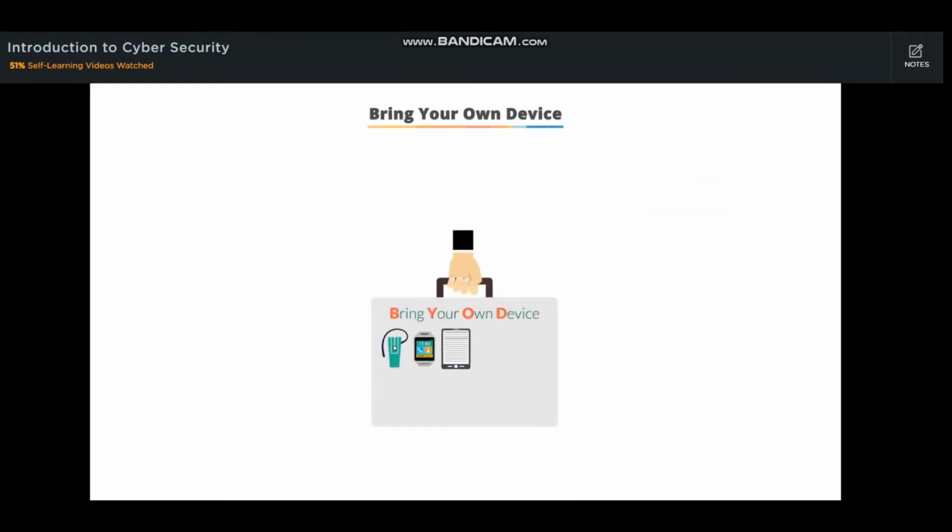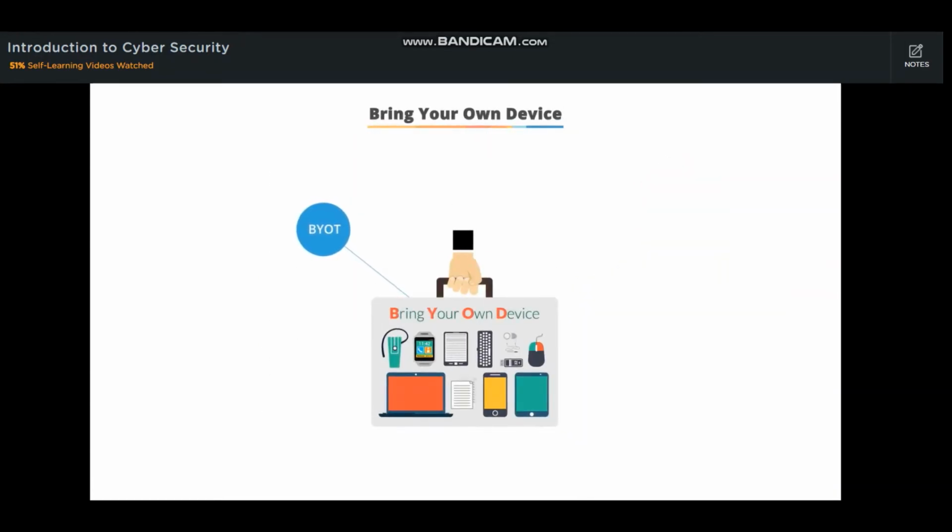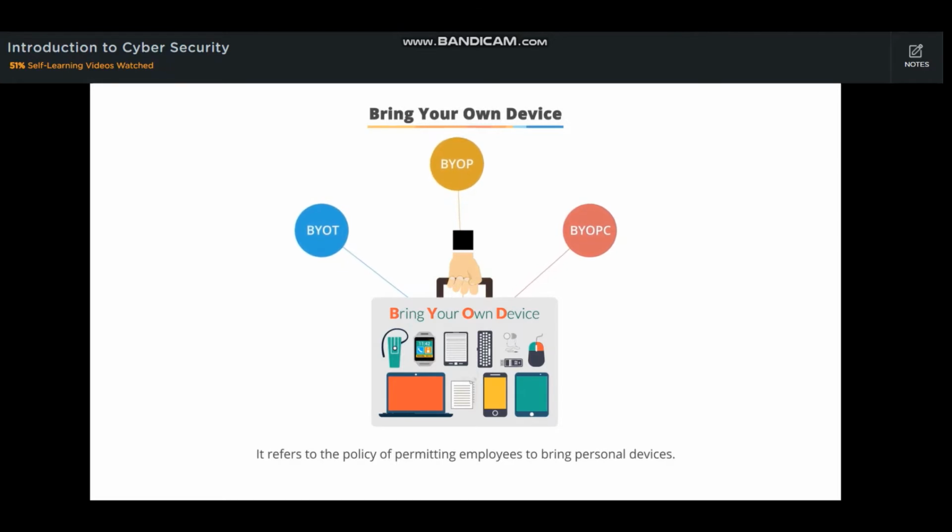Bring your own device, also called bring your own technology, bring your own phone, and bring your own personal computer, refers to the policy of permitting employees to bring personally owned devices, laptops, tablets, smartphones, etc., to their workplace and to use those devices to access.